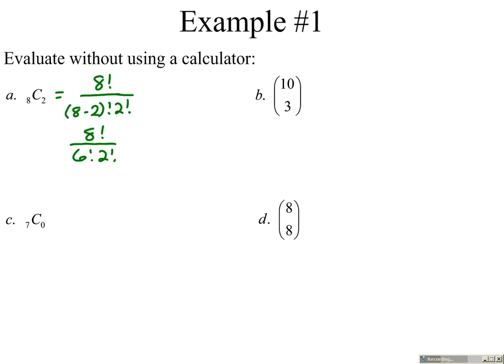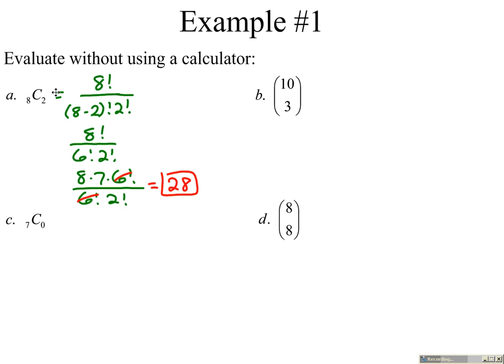Use what we learned previously in the chapter. I can write 8 factorial as 8 times 7 times 6 factorial. And once I do that, the 6 factorials are going to cancel. We have 56 divided by 2, which is 28.